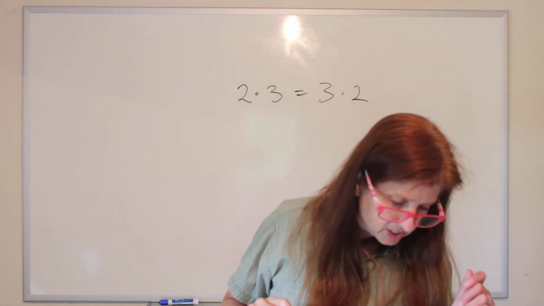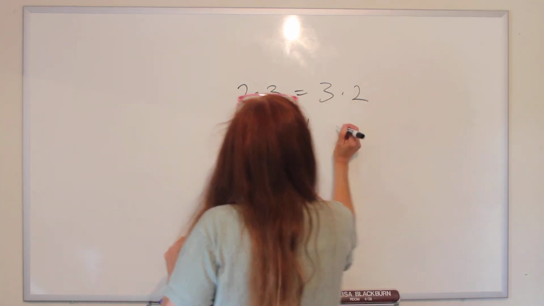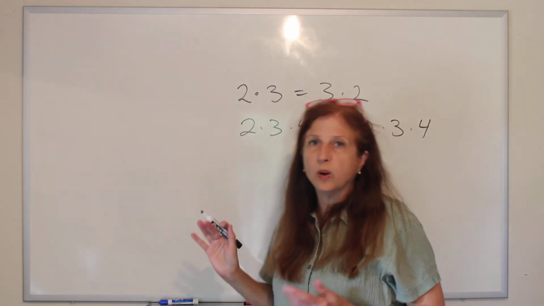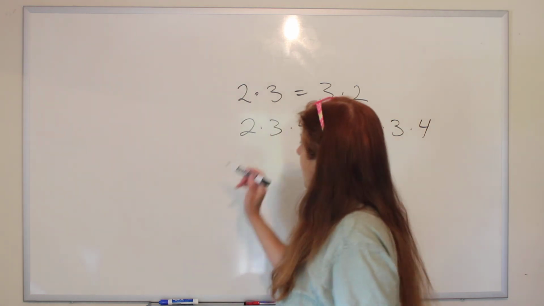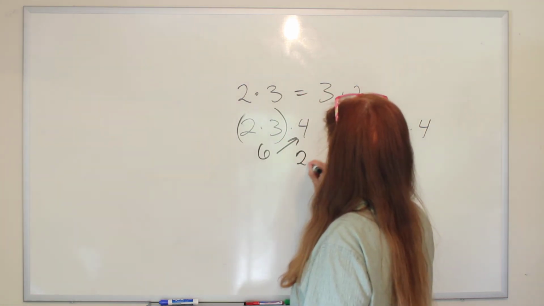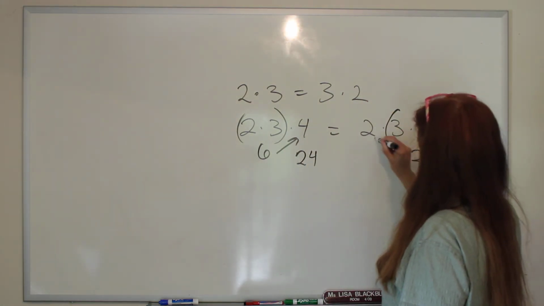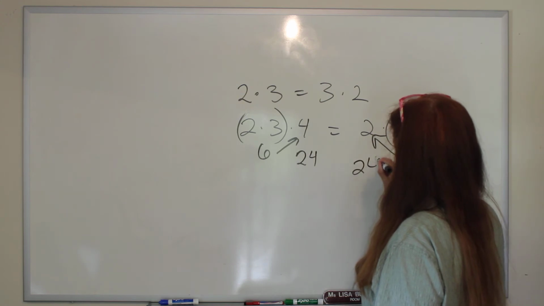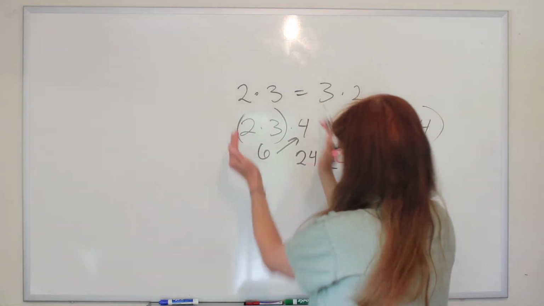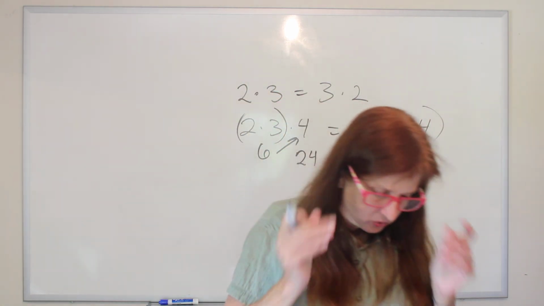The next one is the associative property. And this is, which one you do first doesn't matter. You could do 2 times 3 is 6 times 4 is 24. Or you could do 3 times 4 is 12 times 2 is 24. It doesn't matter. So that's the associative property. And you can think of it as which ones you associate together. That one's a little easier to remember the name.